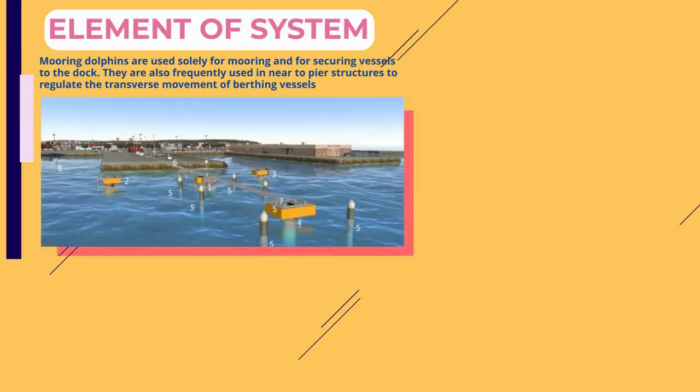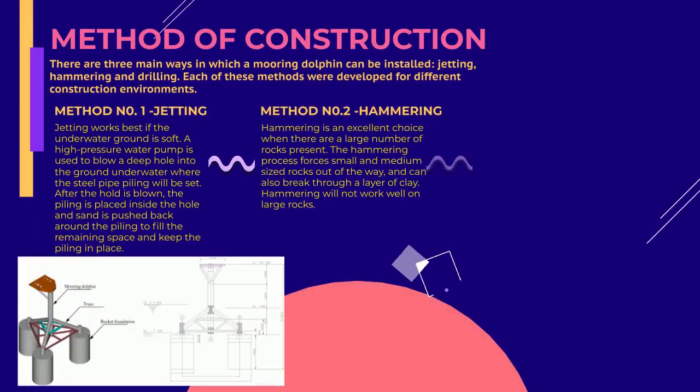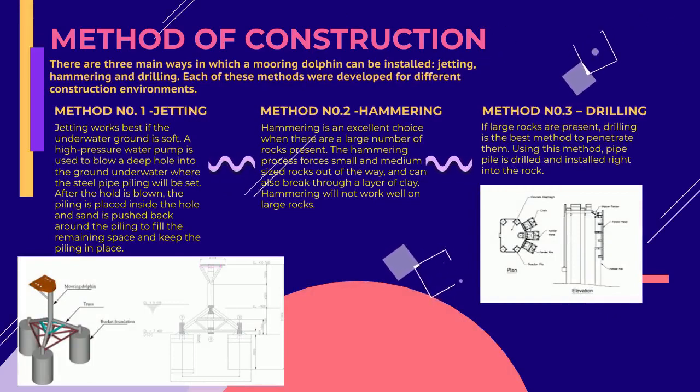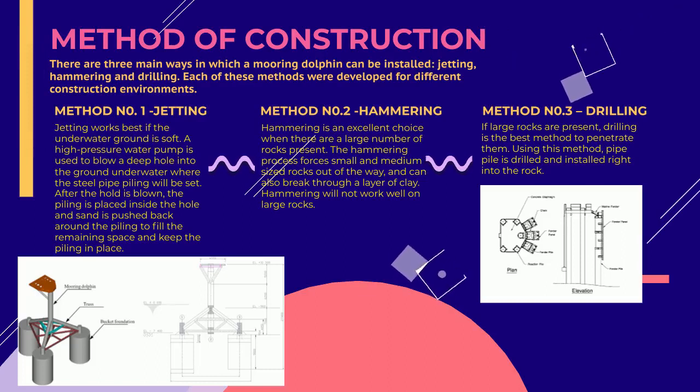Next, elements of the system. Mooring dolphins are used for mooring and for securing vessels to the dock. They are also frequently used in near-to-pier structures to regulate the transverse movement of berthing vessels. Next, construction method. There are three main ways in which a mooring dolphin can be installed. First, jetting. Second, hammering. And third, drilling. Each of these methods was developed for different construction environments.